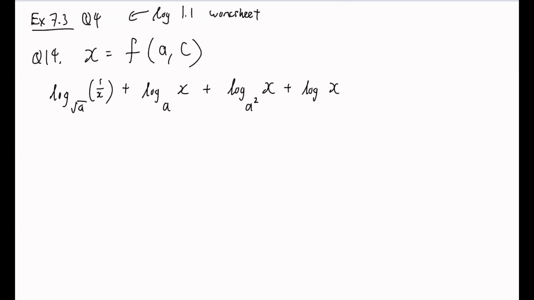Okay, then the next one is log x base a power 4 equals to c. Okay, what do you want? You want to solve for x, basically. Oh, make x the subject in terms of a and c. How?